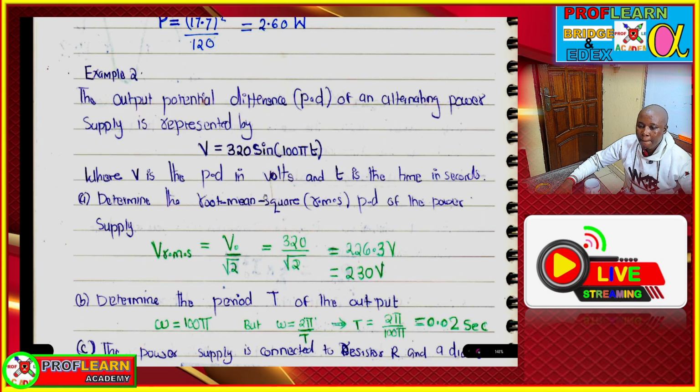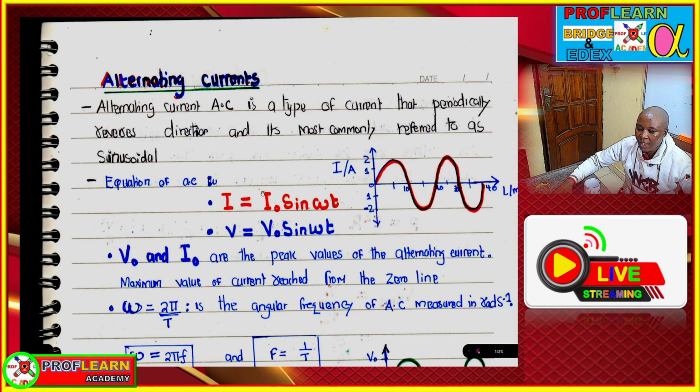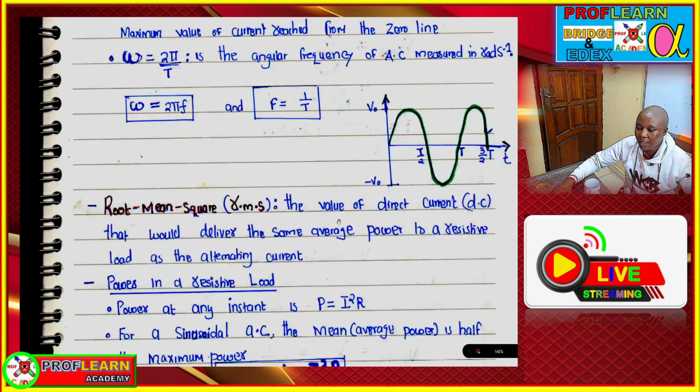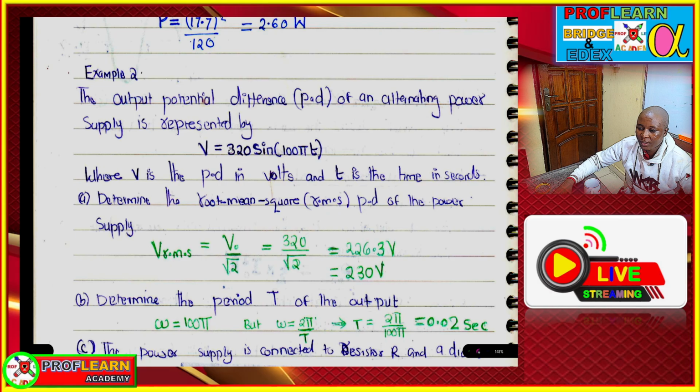2.6. The output potential difference of an alternating power supply is represented by this. So we say that alternating current can be represented as I, the current at a given instant, equals the peak current times sine omega t. Omega represents angular frequency. This is the amplitude, which represents the peak current. So the peak voltage V0 is 320.